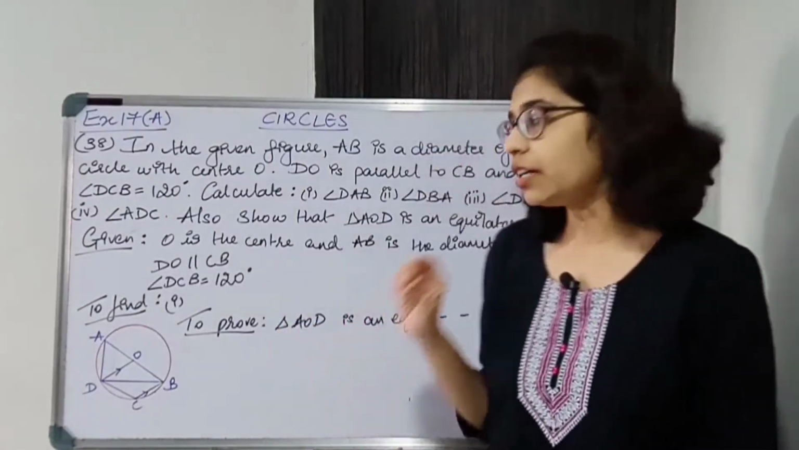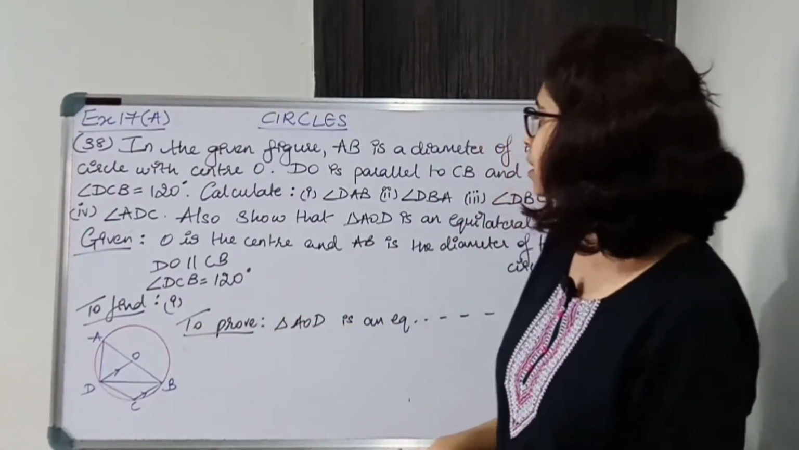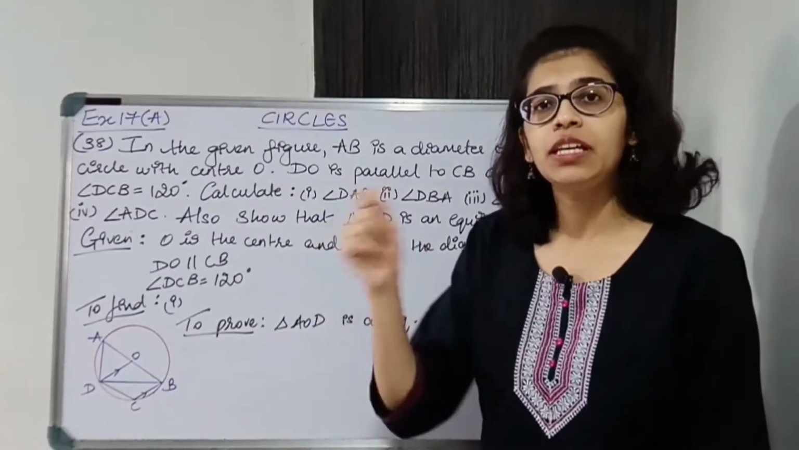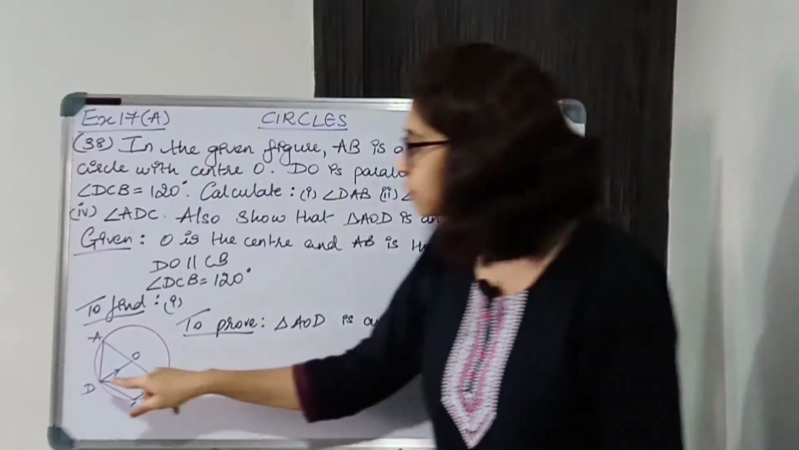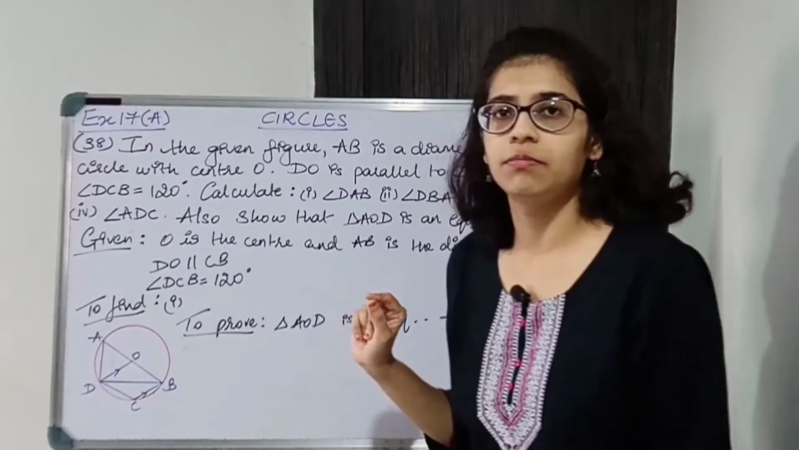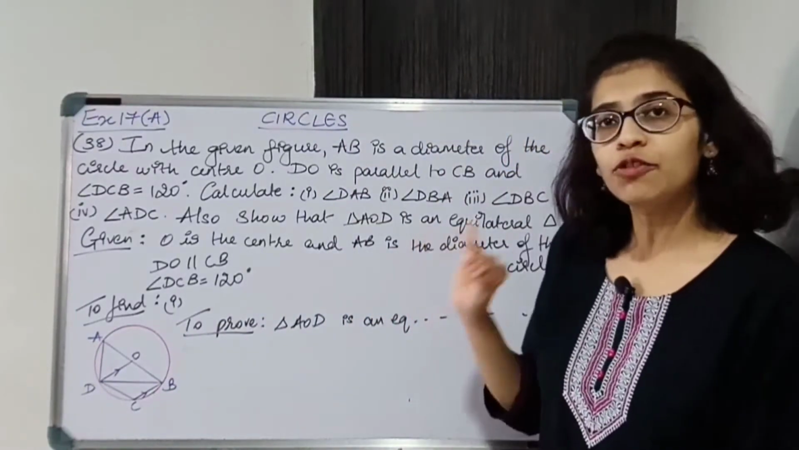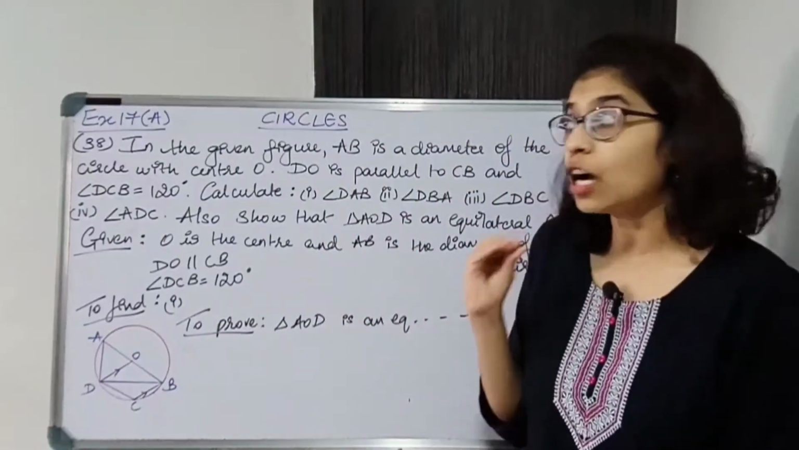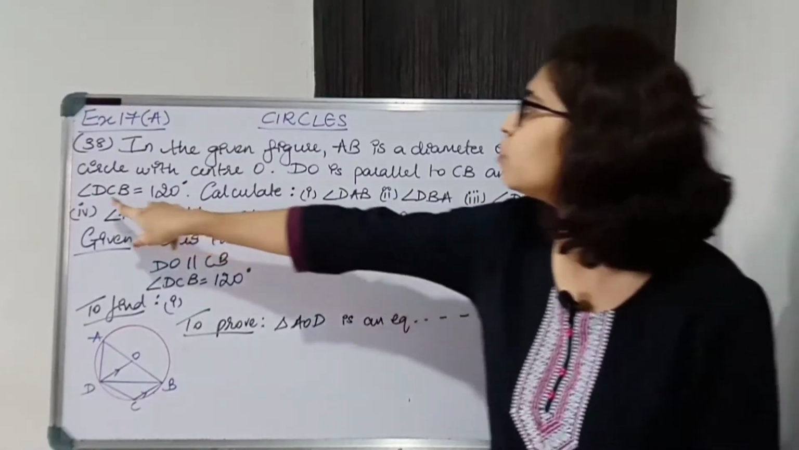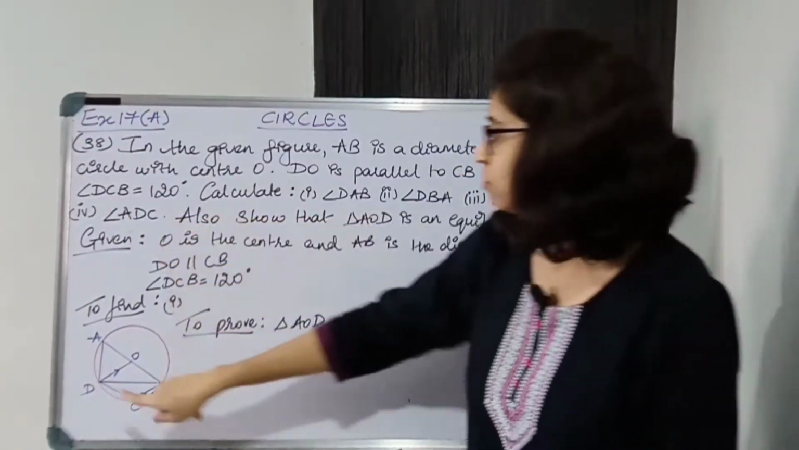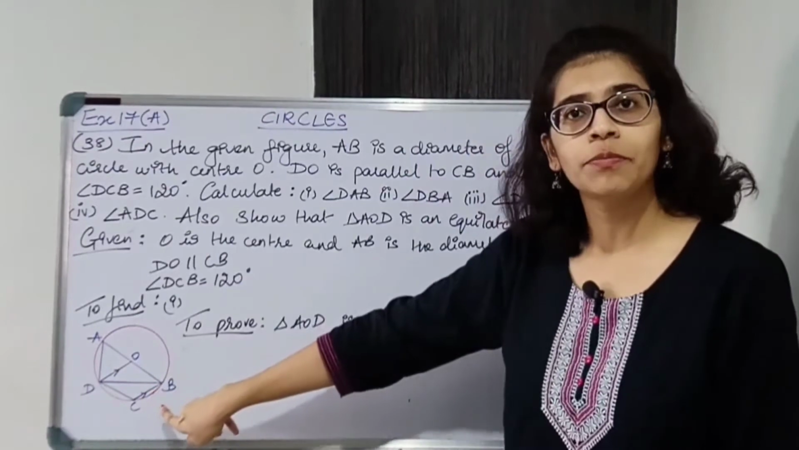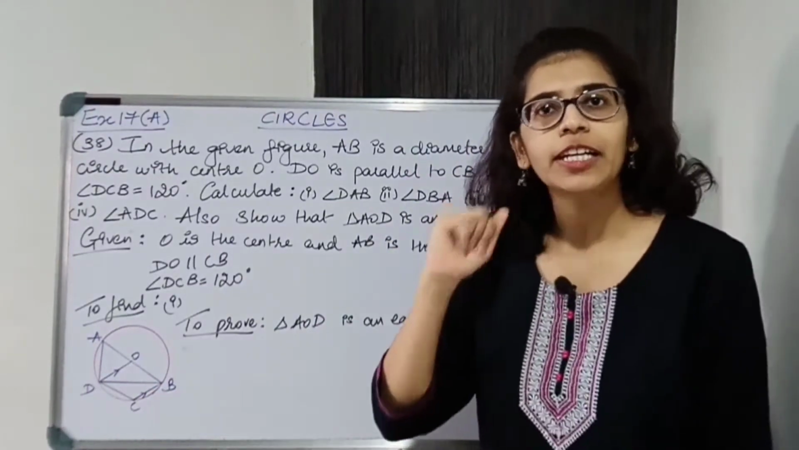Now starting with the first part, let's start with the to find part. Angle DAB we have to find. Angle DAB. Okay, we have to find the measure. Now which angle's measure is given? We are given DCB. DCB's measure is given. Now that will be useful in finding angle DAB.